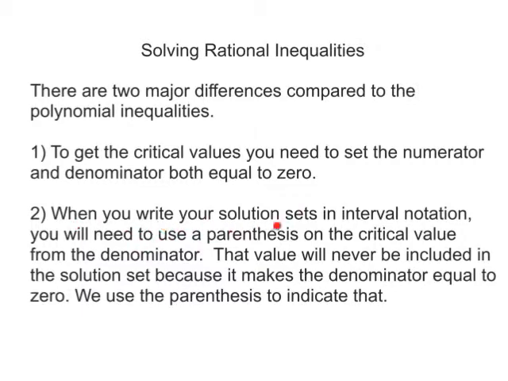When you write your solution sets in interval notation, you will need to use a parenthesis on the critical value from the denominator. That value will never be included in the solution set because it makes the denominator equal to 0. We will use a parenthesis to indicate that, okay? So what that's saying is that you cannot include critical values from the denominator. To show that, we're just going to use a parenthesis, okay?